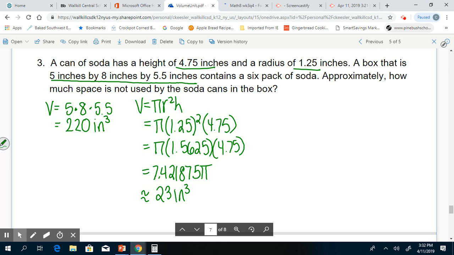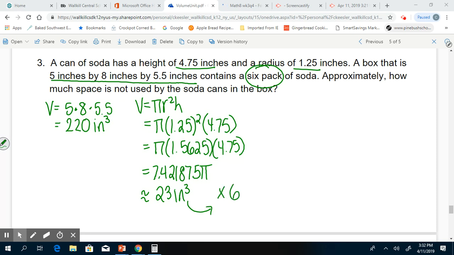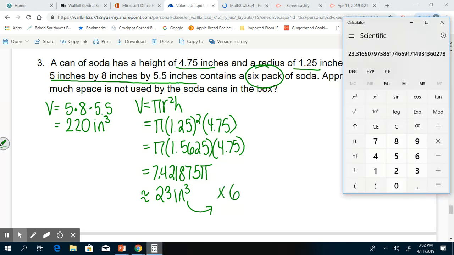It says a box that is 5 by 8 by 5.5 contains a 6 pack of soda. So the volume we calculated is only for one can. So we need to multiply that by 6. 23 times 6 gives us 138 inches cubed.